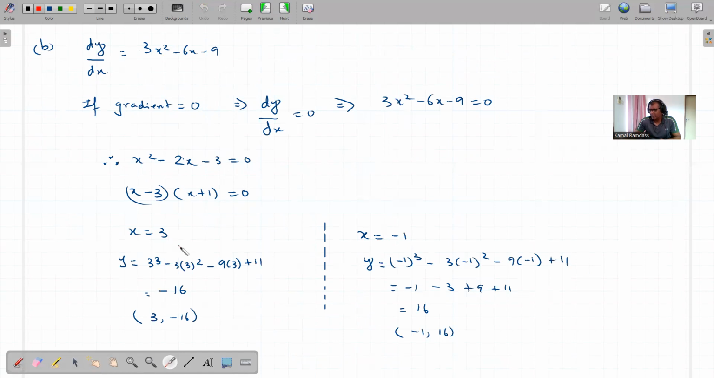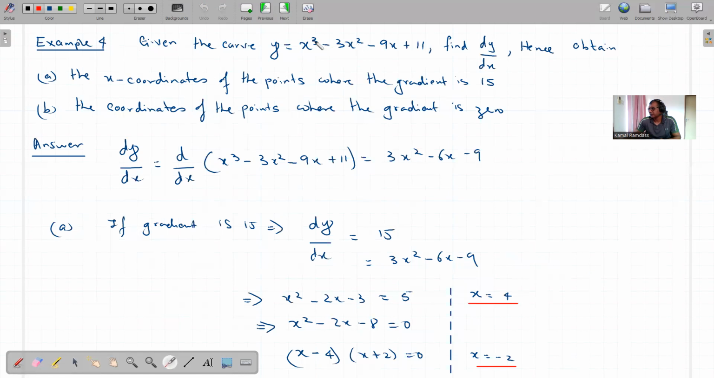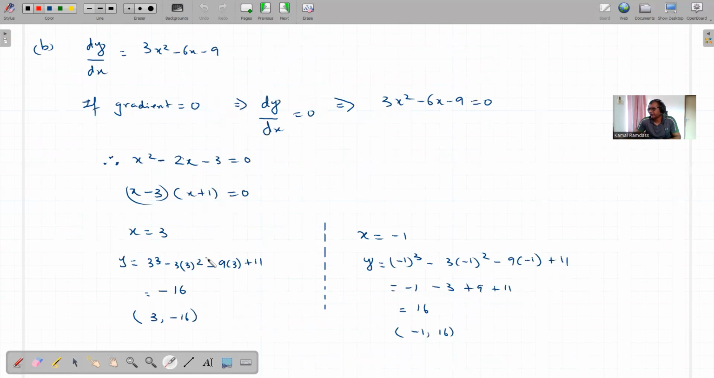Quand x est égal à 3, on remplace sa valeur 3 là, in the equation. Here, y. On gagne moins 16, ça veut dire one pair coordinate, c'est 3 et moins 16. Et quand x est égal à moins 1, on remplace dans la même équation, on gagne 16. Another coordinate, c'est minus 1, 16. Ça veut dire que ça, c'est deux réponses qu'on avait besoin de gagner.